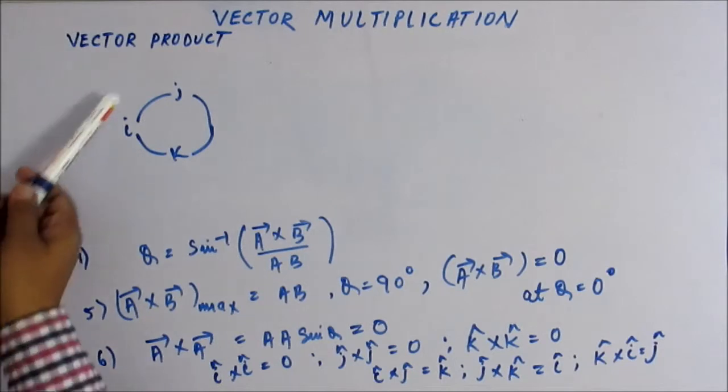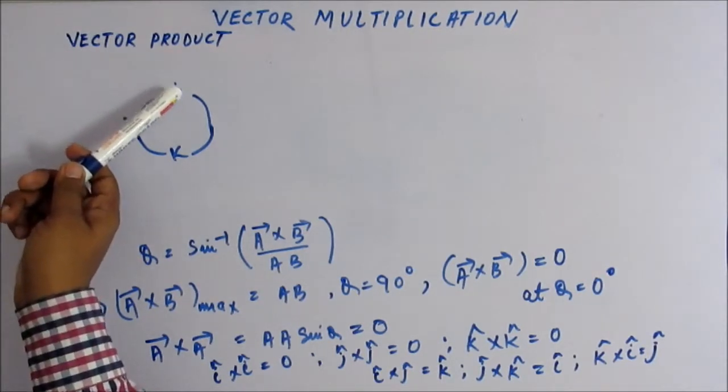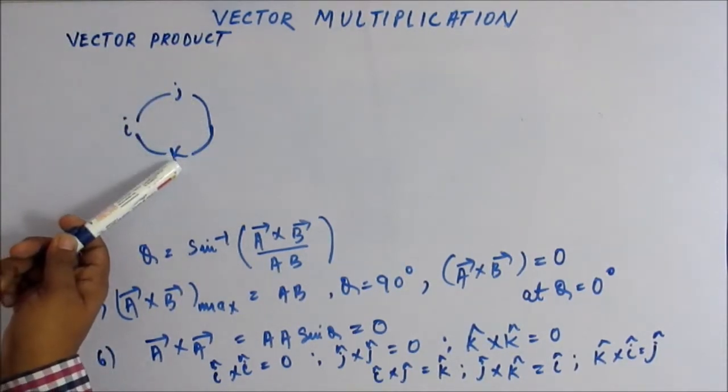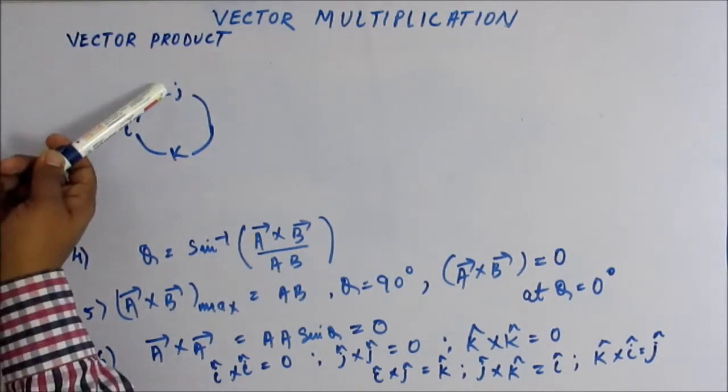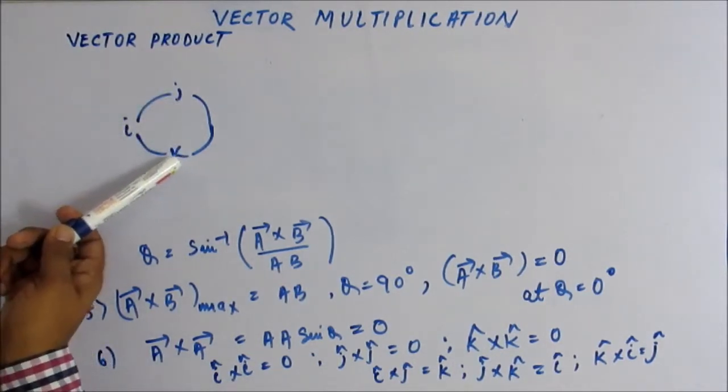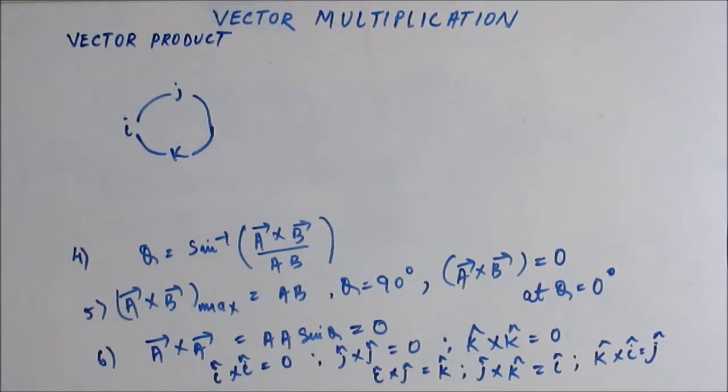So if you're doing i cross j, the answer would be the next one, k. If you're doing k cross i, it would be j. If you're doing j cross k, it would be i. They will always be in order, i, j, k. i cross j is k, j cross k is i, k cross i is j.